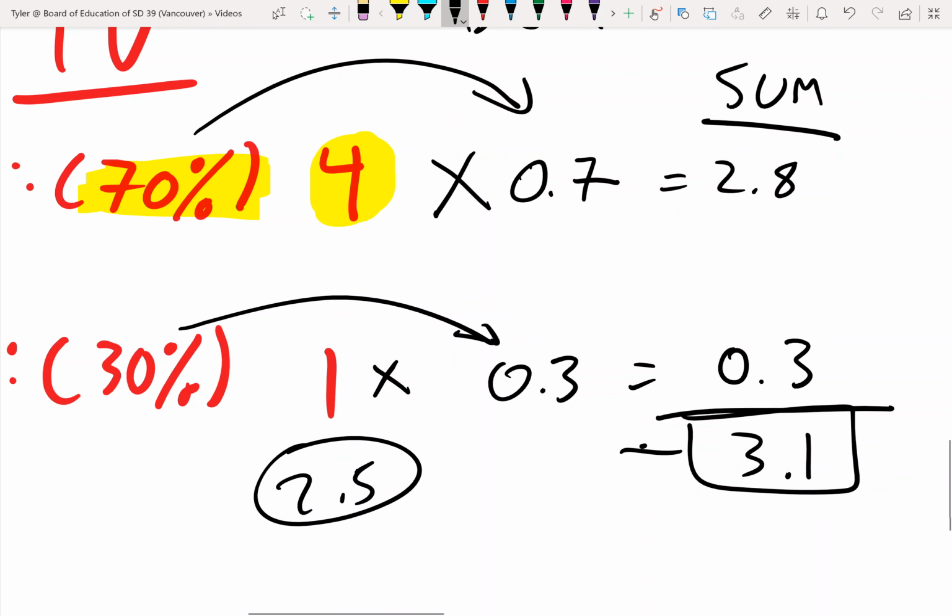The idea with weighted average is that sometimes some numbers in the group are more important than other numbers, so it's more representative to use this weighted average. We'll give you another example, a little more complicated.